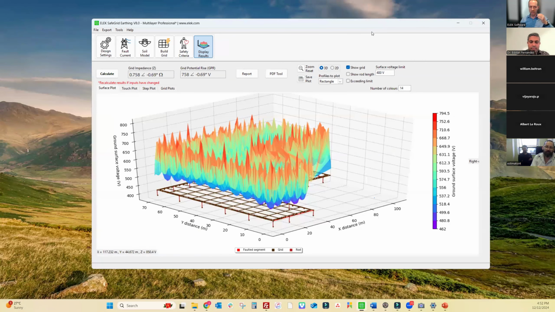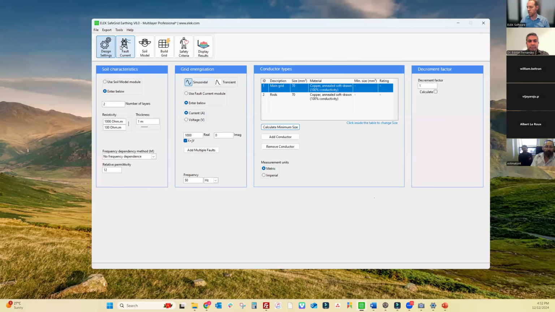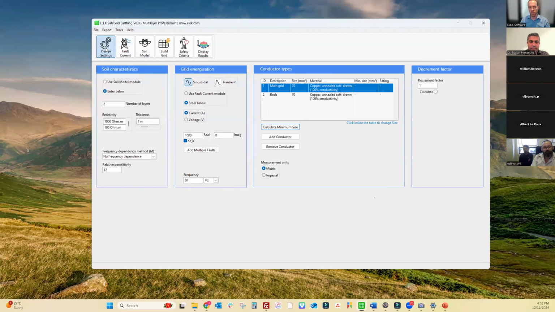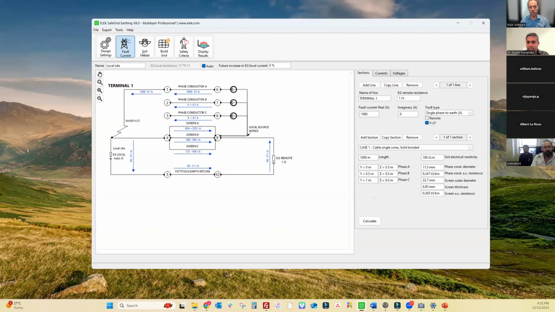So here you can see our SafeGrid earthing software. We have a bunch of modules along the top. I'm showing you display results here. But essentially the design process, if you're designing an earthing system using this software, is from left to right. If you're starting, you'll start from the left under design settings and you'll move to the right.